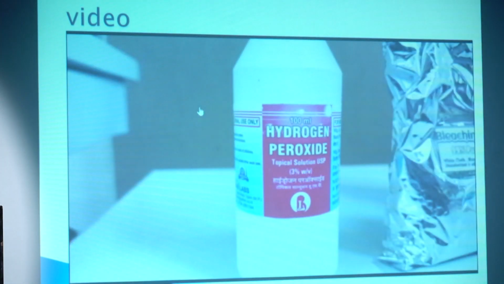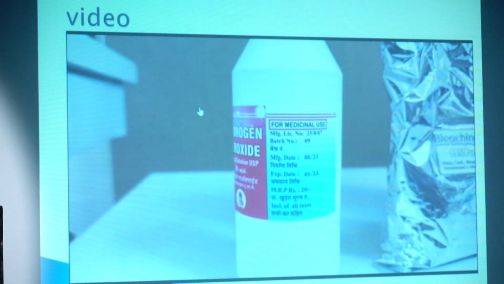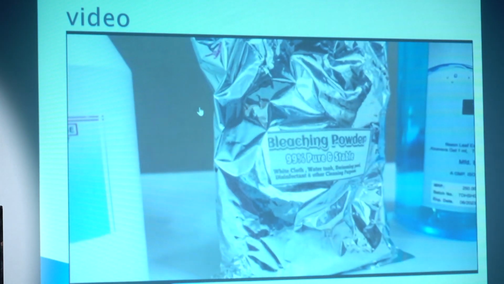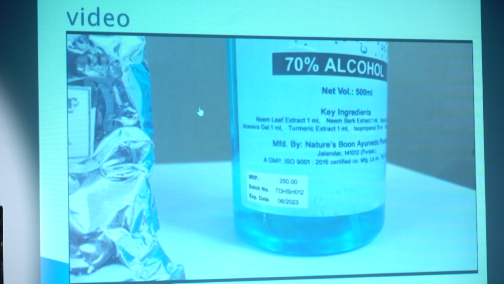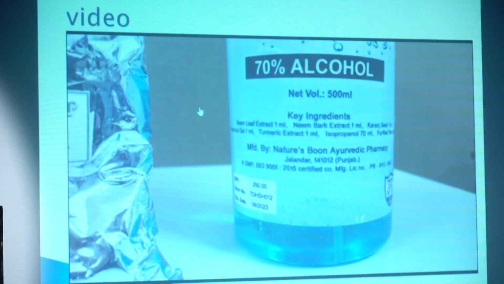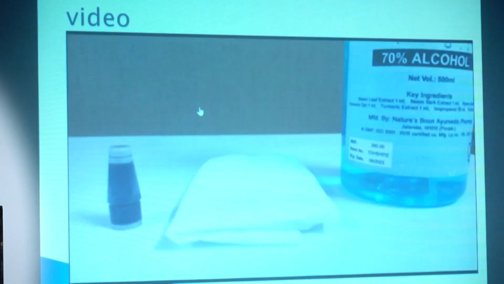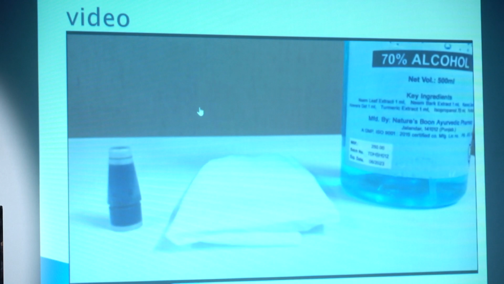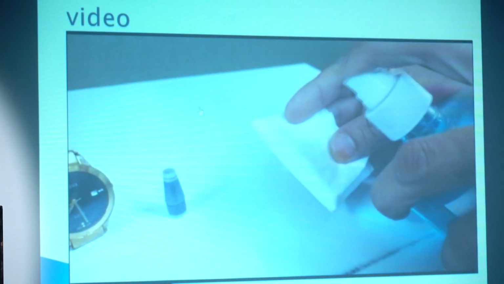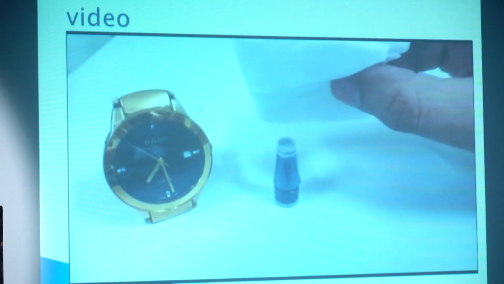The small video is of hydrogen peroxide, and you can see this bleaching powder 99 and this alcohol. You can just take a tissue wipe or dry one and spray a little bit of isopropyl alcohol, and touch it for at least 10 seconds.